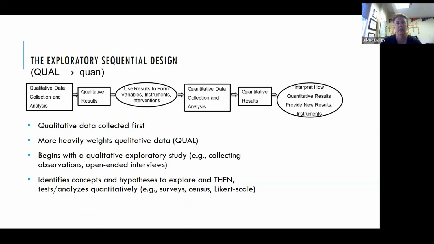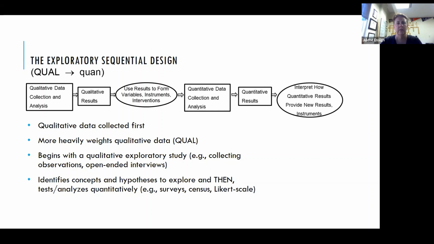Exact opposite, the exploratory sequential starts with the qualitative. So for example, we might look at some different concepts and hypotheses that we're going to explore. And then we may add a survey later on. So we may ask some in-depth questions and then send a survey later on where we actually get some quantitative data. So exact opposite process.